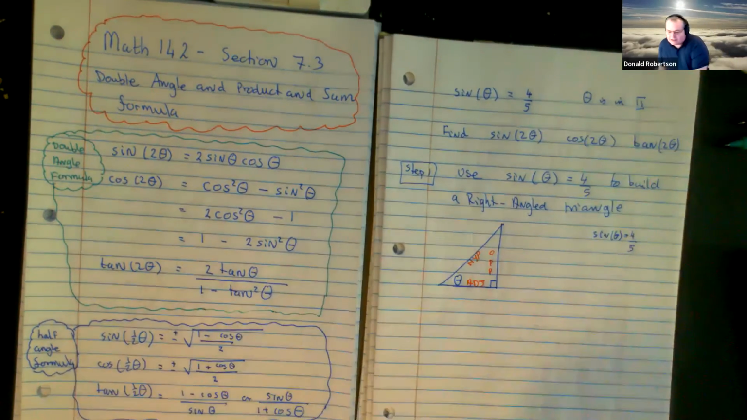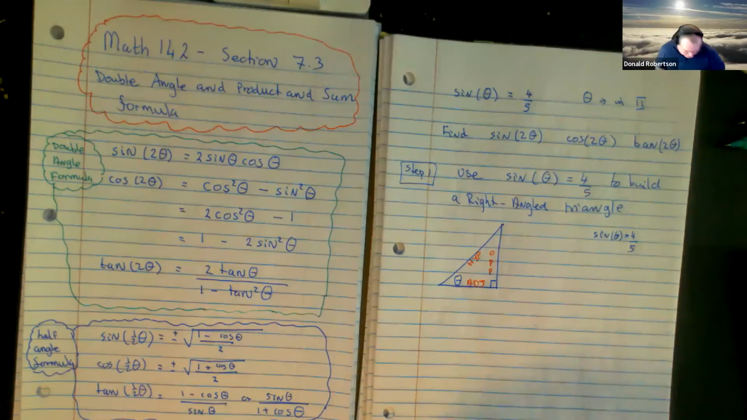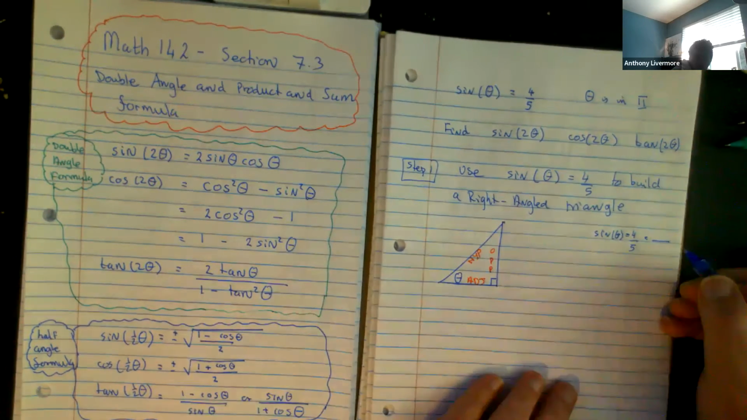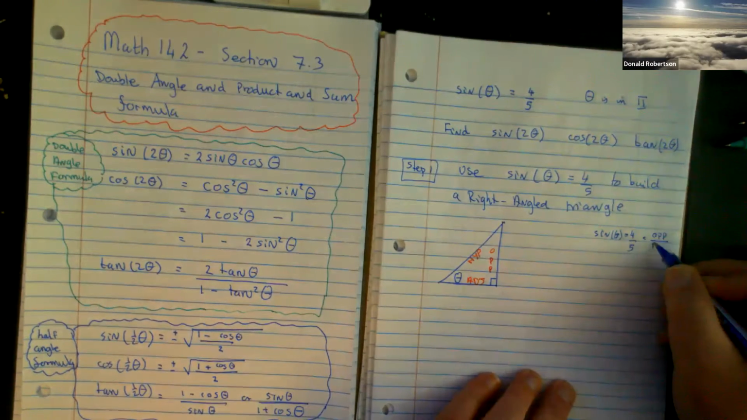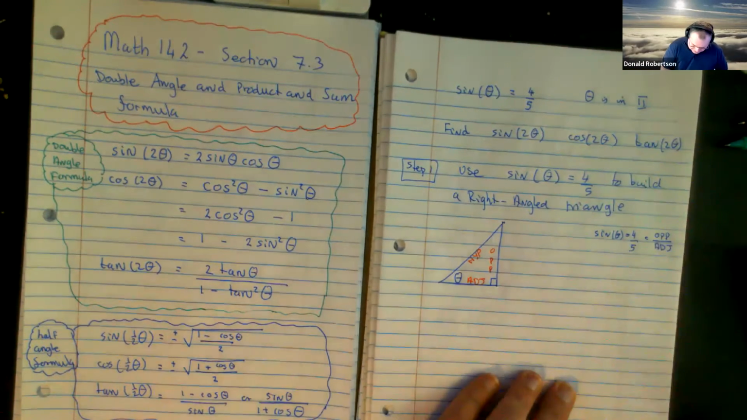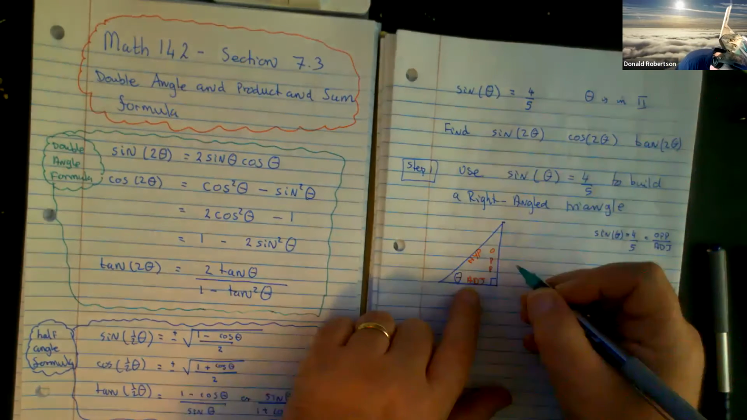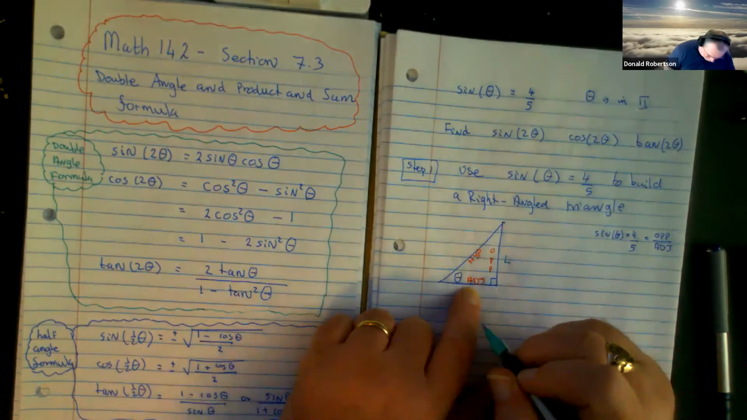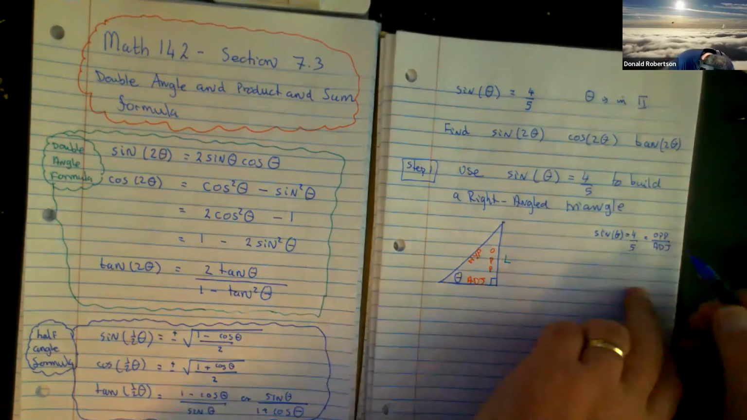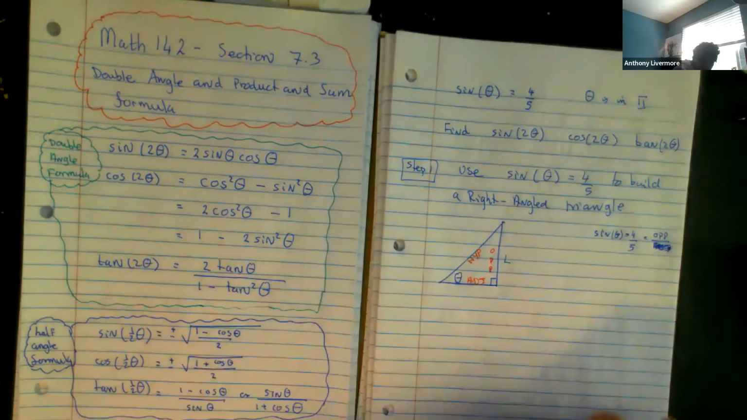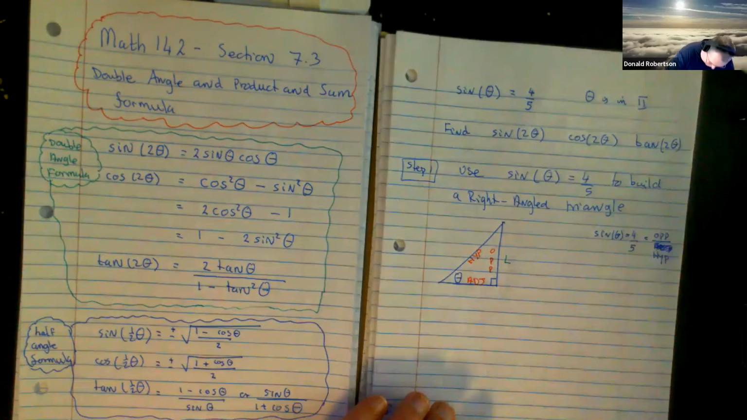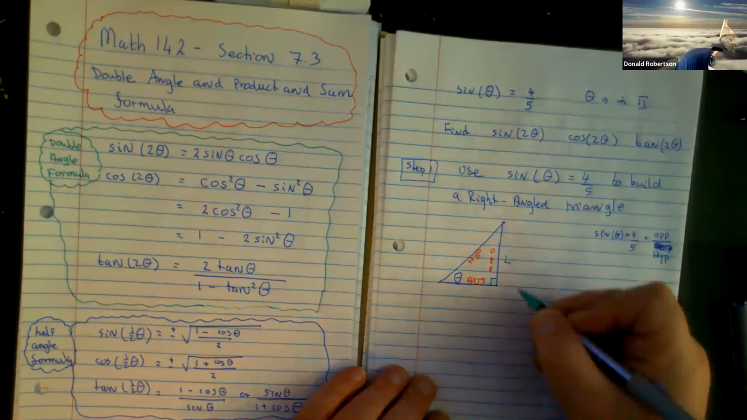According to SOHCAHTOA, what is the sine of theta equal to? Opposite over hypotenuse. You all comfortable with that? Great. Which means that I can now say that the opposite is... did you say opposite over adjacent? Thank you, that's fair. I thought for a minute it was me that just misheard you.